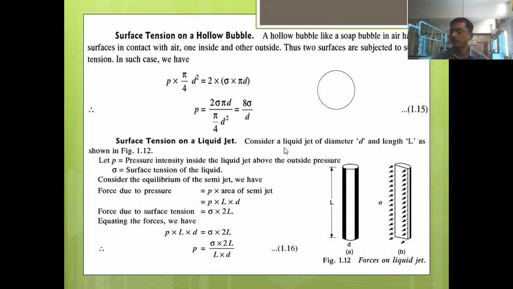Okay, now what is a hollow bubble? Everyone is familiar with this word, hollow bubble. Can anyone tell me what a hollow bubble is? You might have seen a soap bubble.